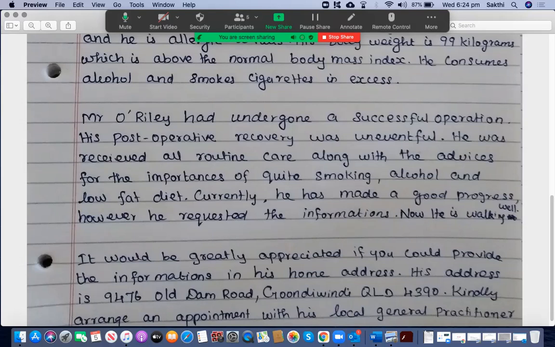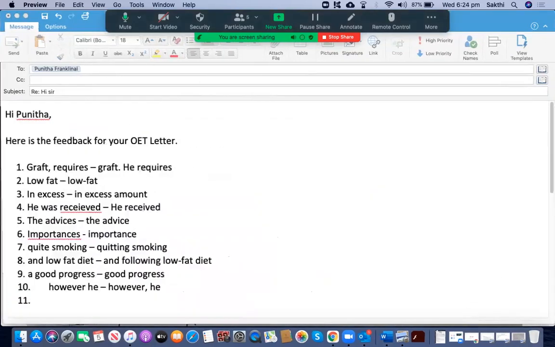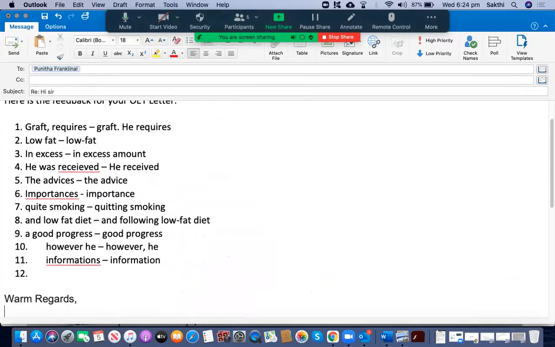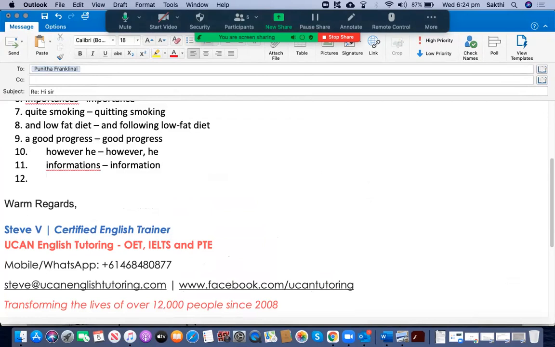"However, he requested the information." There is no plural noun for information, unfortunately. So don't write "informations." There is no word like that. You have to provide information only. Information itself is an uncountable noun, which means it can be used without adding s at the end. Do you understand what I mean? Information cannot be told like two information, three information, five informations, and so on. It's not correct.